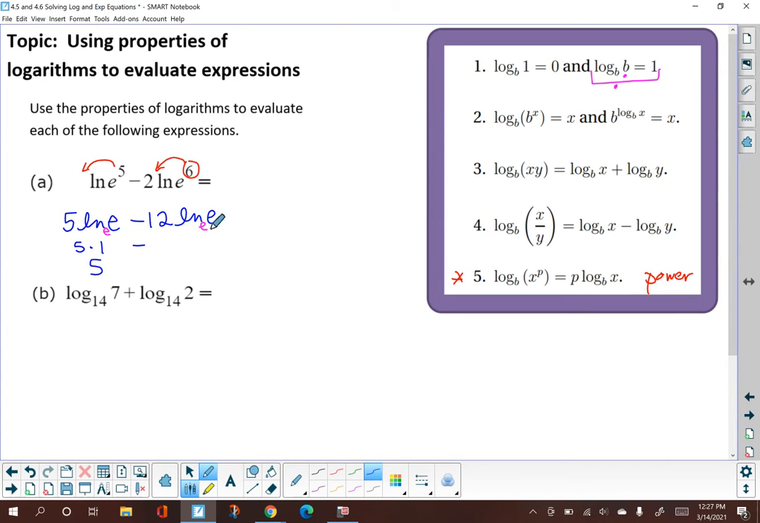And then again, this quantity, natural log of e, is 1. So this is 12 times 1. So 5 minus 12 gives us the solution -7.